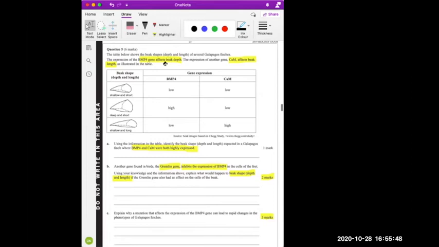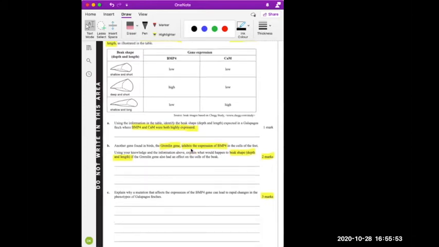Basically, I've highlighted that BMP4 affects beak depth and CAM affects beak length. So if you see BMP4 and CAM highly expressed, you look here, all you need to do is see where BMP4 is high, where CAM is high, and where BMP4 is high, it's deep, where CAM is high, it's long, and so your answer should be deep and long. So don't spend too long on these. Whenever there is a table or a figure of some sort, the questions are pretty easy. They just try and make it look confusing.